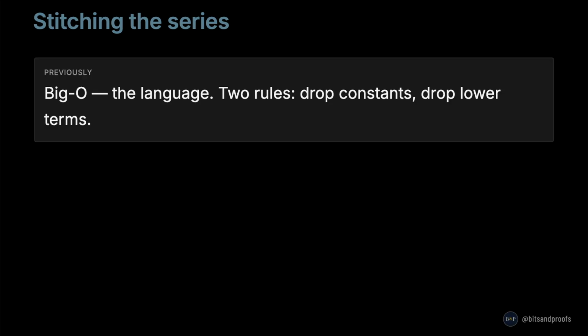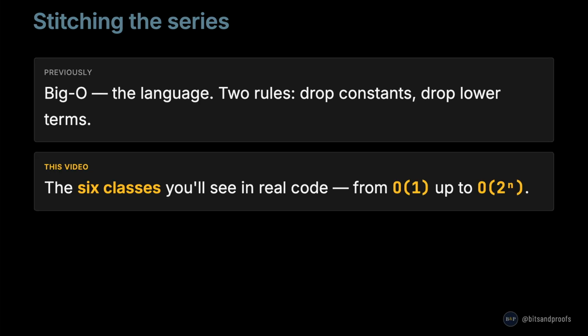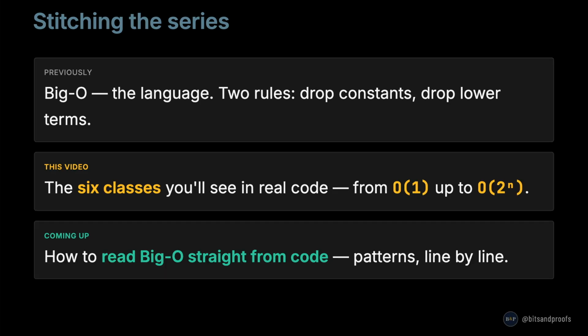Here's where we are in the series. Previously at Big O: the language, 2 rules: drop constants, drop lower terms. Our first class, O of 1. This video, the 6 classes you'll see in real code, from O of 1 all the way up to O of 2 to the n, each with a walked example. Coming up, how to read big O straight from code. We've seen the classes. Next, we'll see how to spot which class a piece of code belongs to in a few seconds by recognizing patterns line by line.